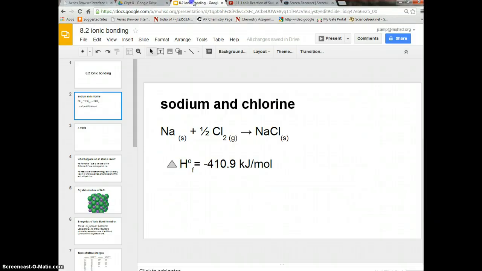Okay, so there we have it. We have a reaction involving sodium and chlorine, giving off all kinds of energy.